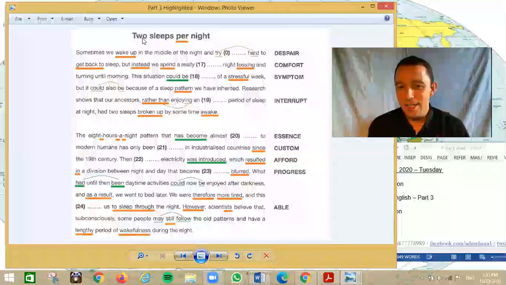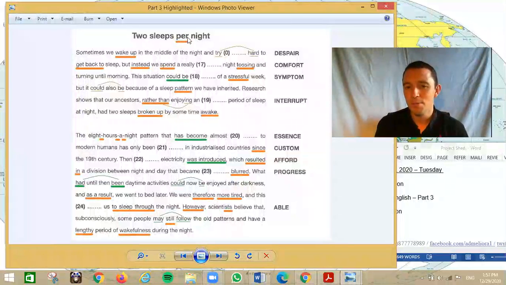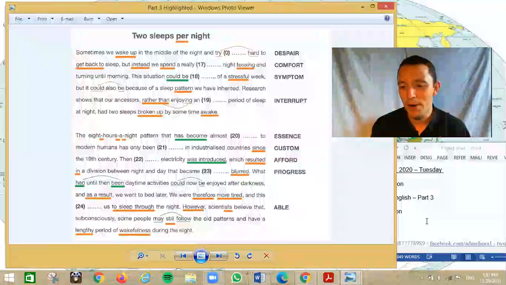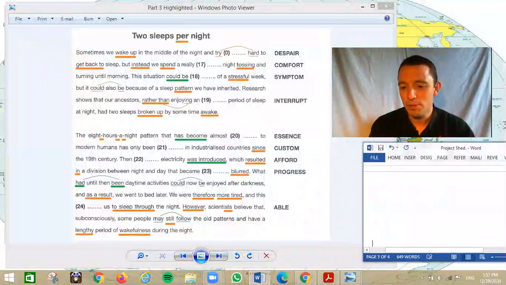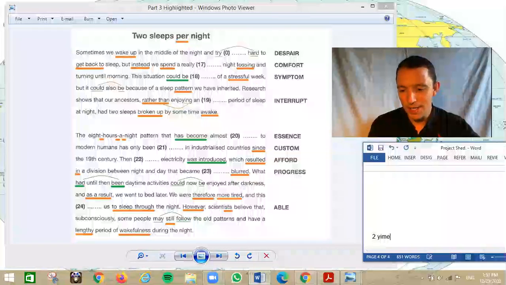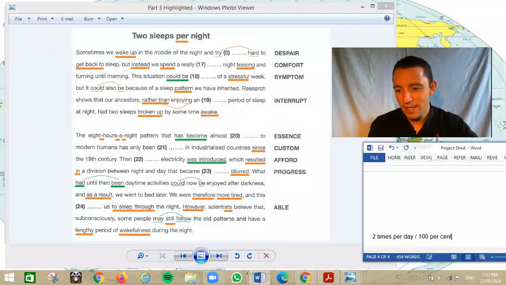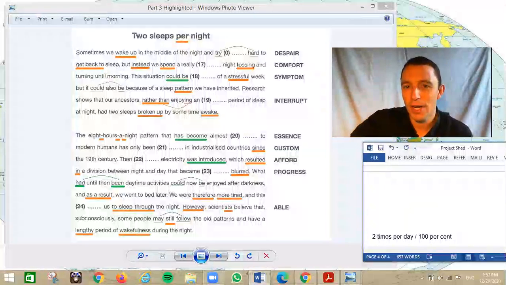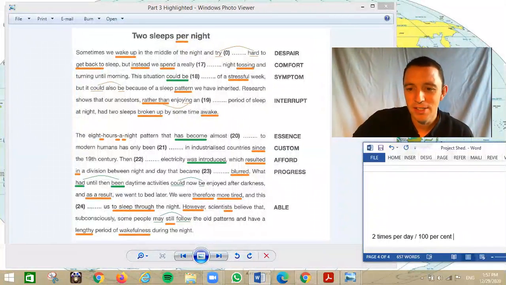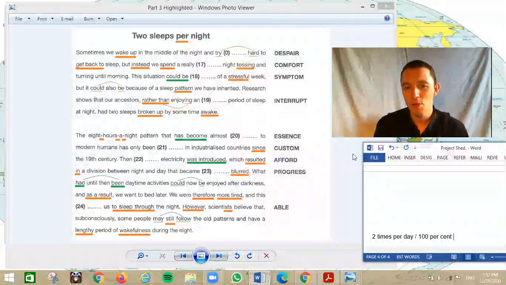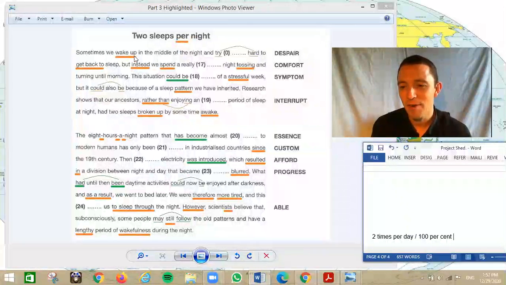Okay, so the title is Two Sleeps per Night, and the first point is per. It's very typical in English, per, okay? For example, two times per day. It's very typical to say that, two times per day, 100%. It's a basic structure, but I think the majority probably understand it already. Okay, so let's look at the first paragraph. Sometimes we wake up in the middle of the night. So we is the subject, wake is the verb, and the reason I identify this is because it's a phrasal verb, to wake up.